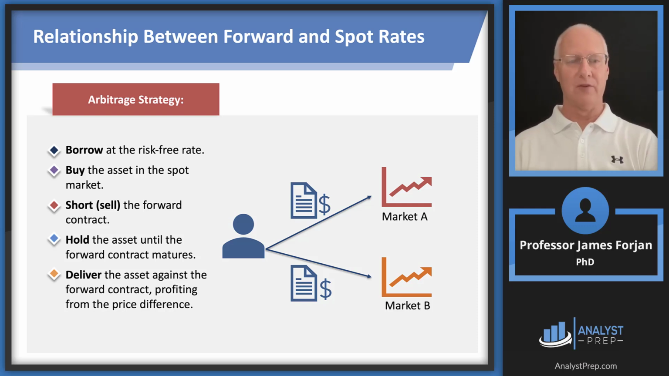So we're going to buy the asset in the spot market. We're going to go ahead and short the forward contract, hold the asset until it matures, and then deliver the asset against the forward contract, and there'll be a price difference in there.